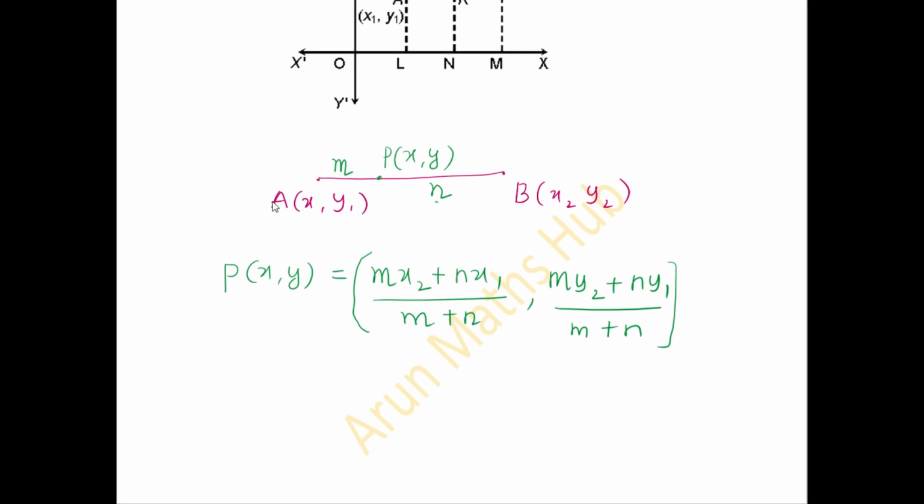Consider points A of x1, y1 and B of x2, y2. Now a point P of x comma y divides this line segment in the ratio m:n. Then the coordinates of point P is given by m x2 plus n x1 divided by m plus n and m y2 plus n y1 divided by m plus n. This is called as section formula.